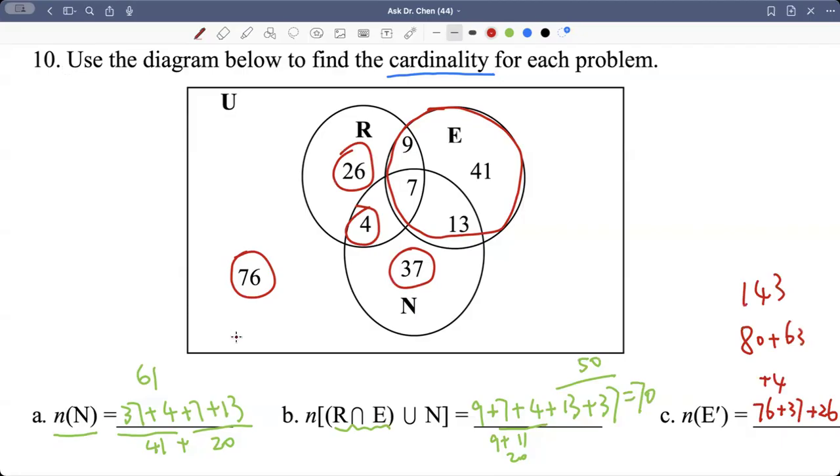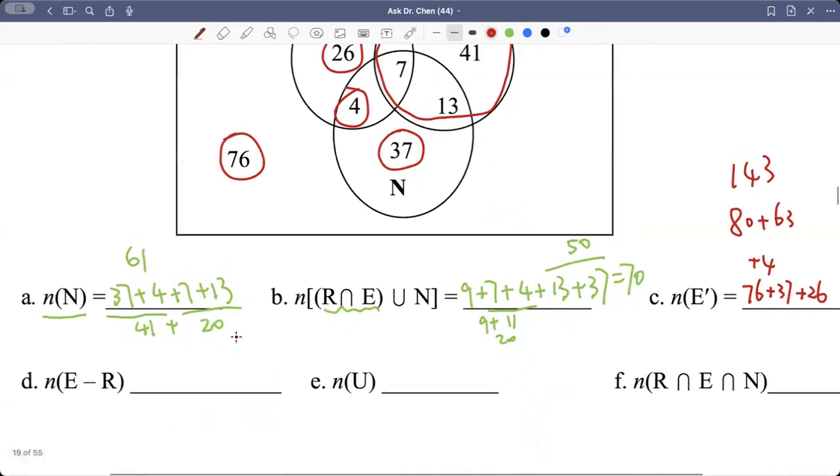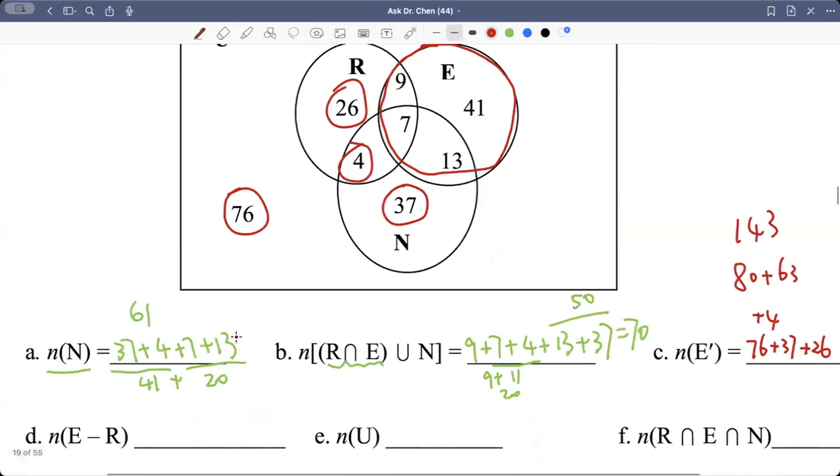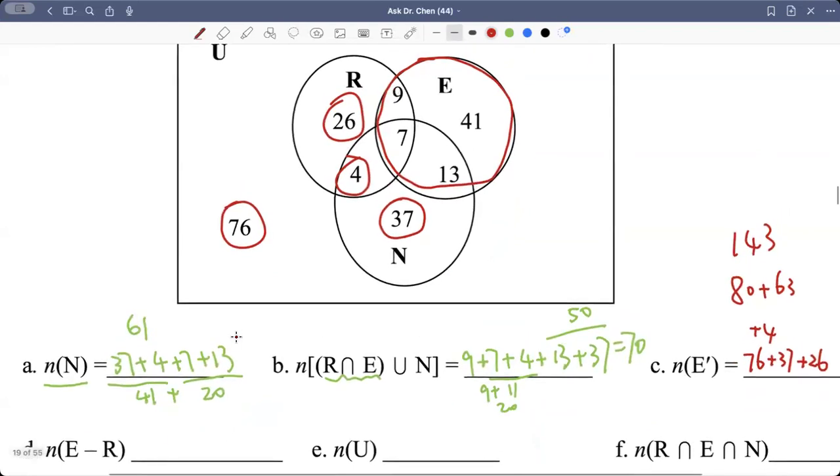All right, let's see. Oh, we have more. Okay, again, I don't like this E minus R thing. All right, let's forget about this because the minus is not a set notation operation.